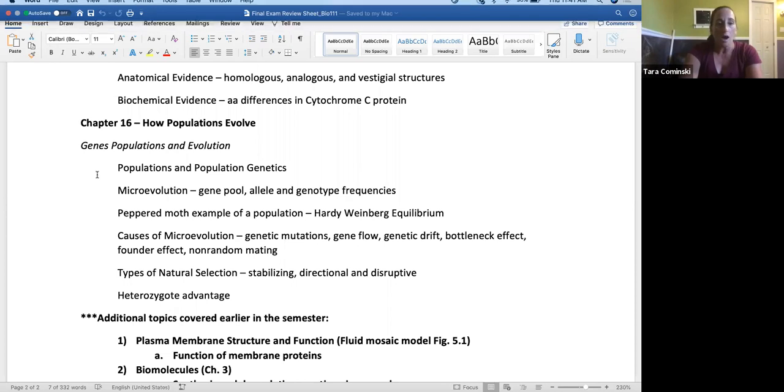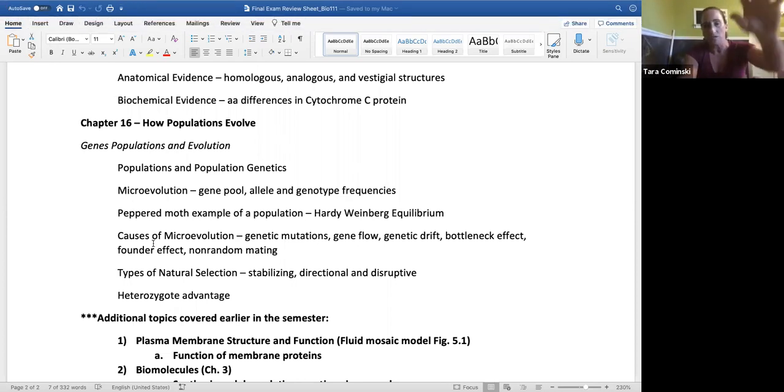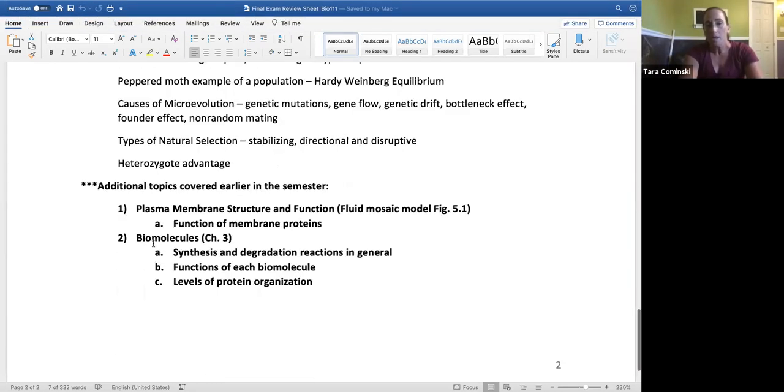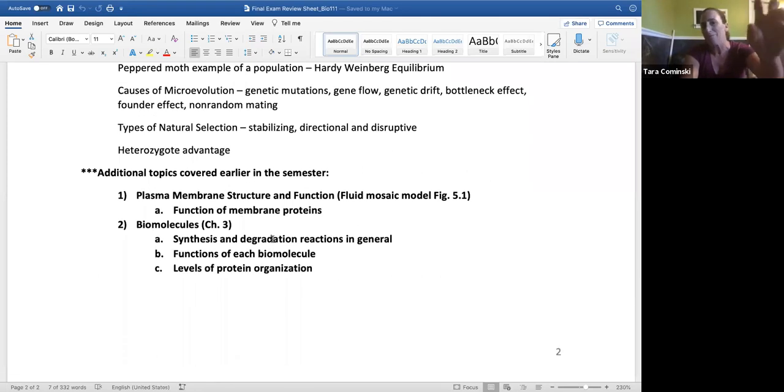Let me pull up chapter 16 real quick, but remember, there are some additional topics on there. Function of membrane proteins. So if you know the function of a receptor protein or a channel protein, that's what I mean by that. In terms of biomolecules, know the synthesis and degradation. Remember we talked about hydrolysis and dehydration reactions. You should be able to recognize and identify those.